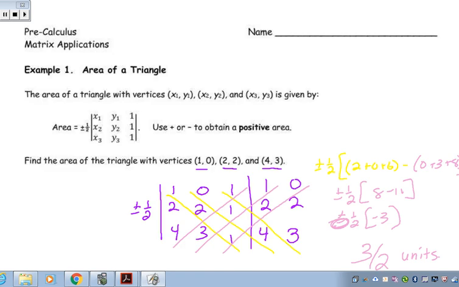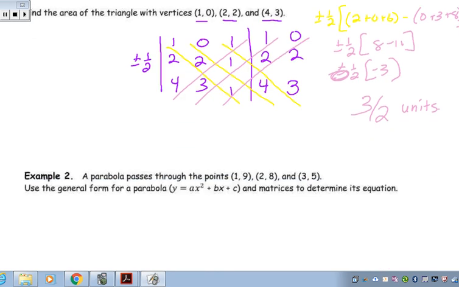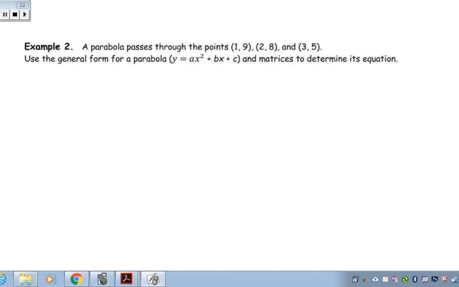We just need to move down here. For example 2, we want to get the equation of a parabola, and we know that it's passing through these 3 points. At this point, we're going to use the fact that the equation y is equal to ax squared plus bx plus c. So, we're going to put the y, however, on the right. So I want to set it up: ax squared plus bx plus c is equal to y, and that will help with our matrices.